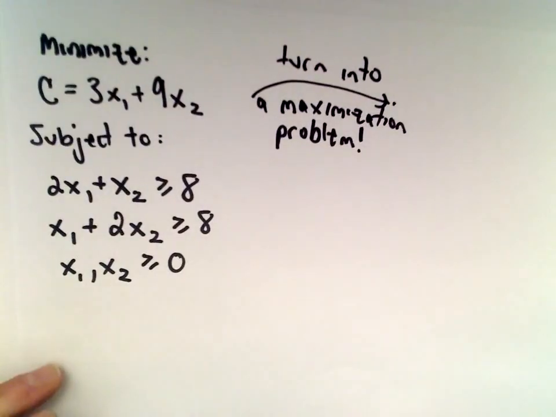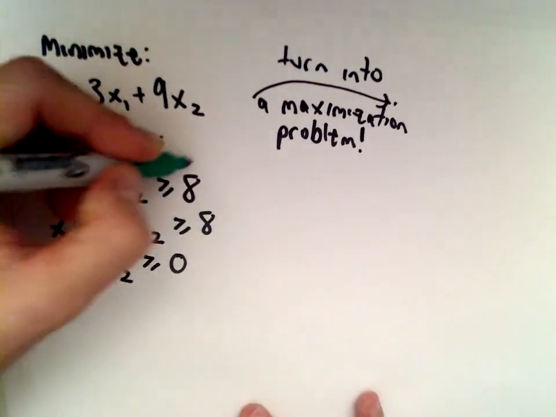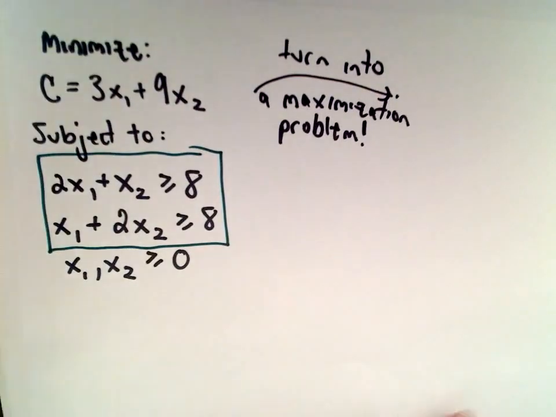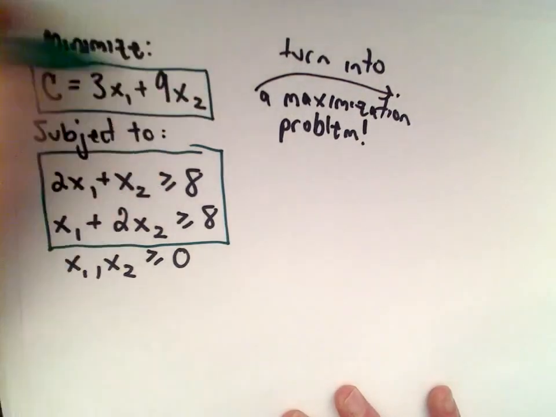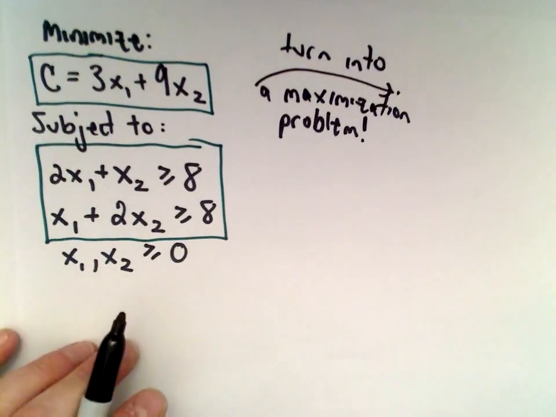So to turn it into a maximization problem, we look at our constraints here. Let me box those in. So here are our constraints. What we're going to do is put the constraints along with our equation into a little matrix form, and we're going to take what's called a transpose. So let's write it down first.